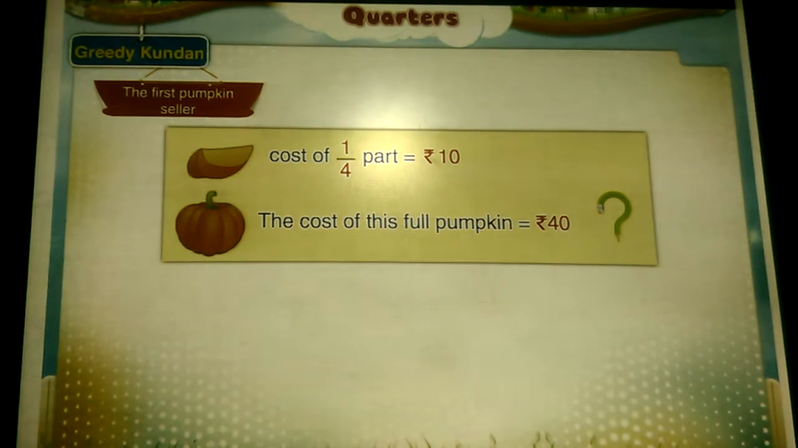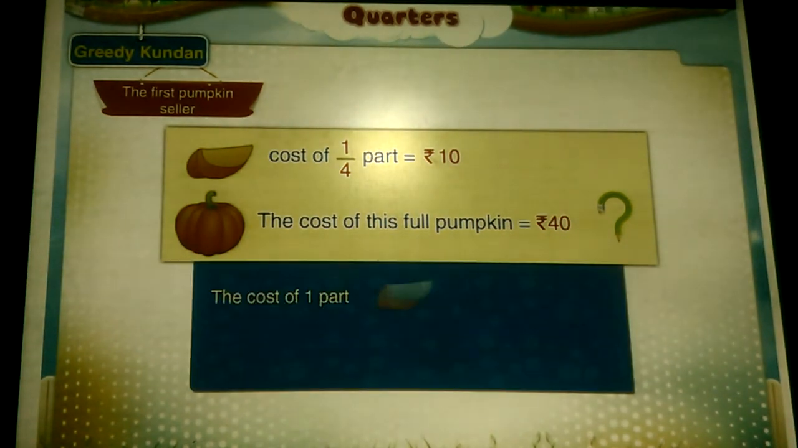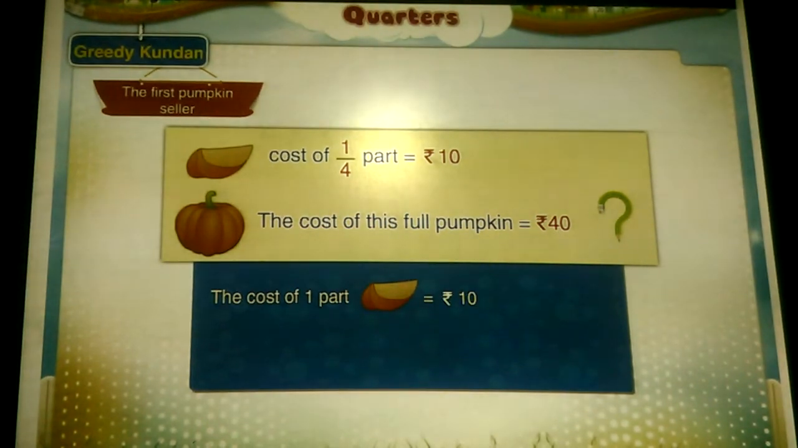1/4 part means 1 part out of 4 parts. The cost of 1 part is rupees 10. Therefore, cost of 4 such parts is 10 into 4, that is equal to rupees 40.